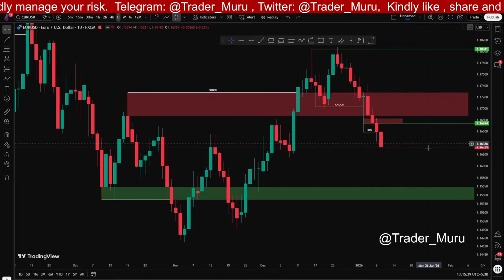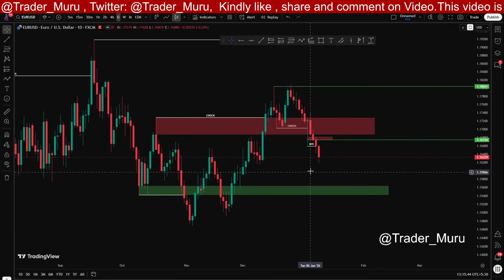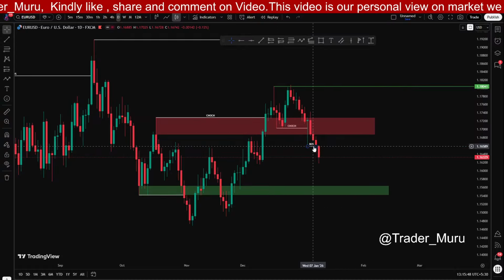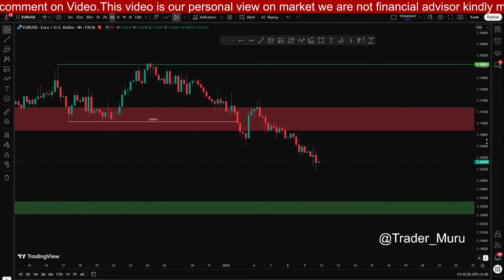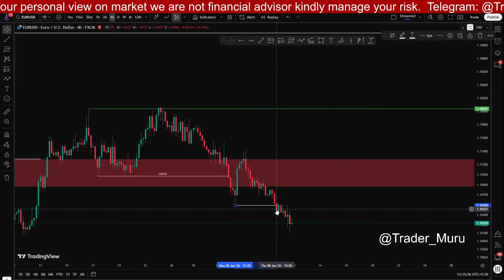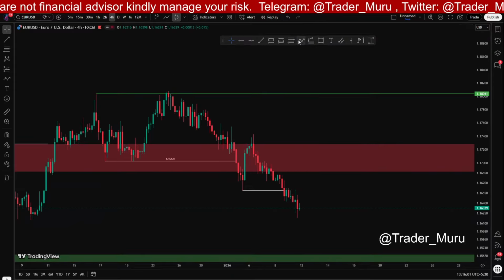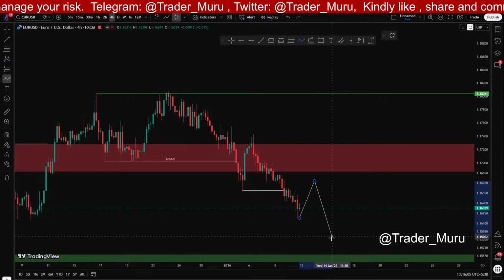For Euro, we are waiting for this green zone. This is our QML area. Price is continuously dropping and 4 hour structure is bearish now. In 4 hour time frame, we have a new breakout structure here, retest of it and drop. If price again pumps, then it can test again this area and drop.